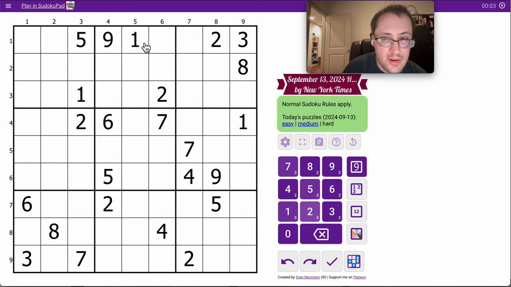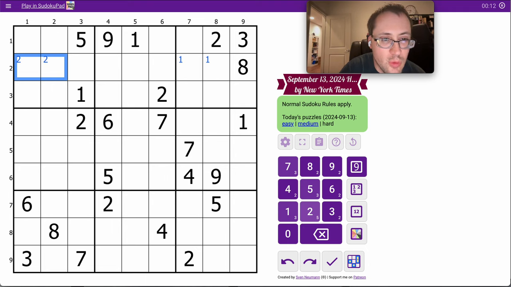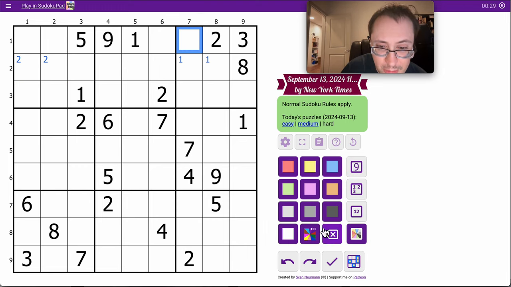So I've got 1, 2, 3, 5, 9 in row one. And that leaves 4, 5, 6, and 7, I think. No. 1, 2, 3, 5, 9 leaves 4, 6, 7, 8. There we go. And this sees 4, 7, and 8. It must be 6.